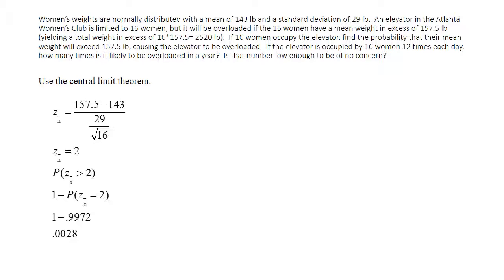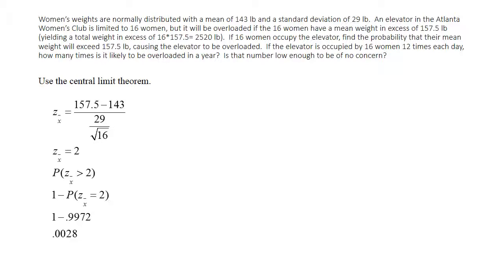The last question states women's weights are normally distributed with a mean of 143 pounds and a standard deviation of 29 pounds. An elevator in the Atlanta Women's Club is limited to 16 women, but it will be overloaded if the 16 women have a mean weight in excess of 157.5 pounds, yielding a total weight in excess of 16 times 157.5, which equals 2,520 pounds.